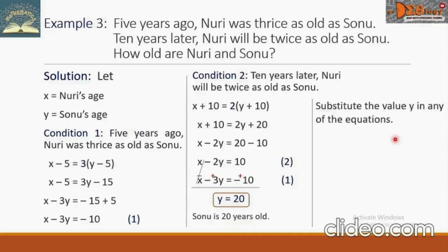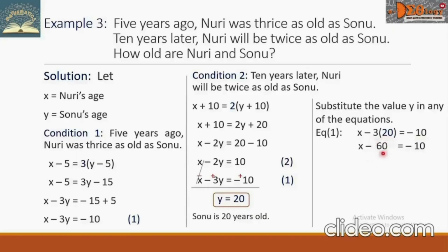Let us substitute the value of y in any of the equations. Let's say the first equation. The x minus 3y equals negative 10. So we substitute it here. X minus 3 times 20 equals negative 10. Negative 3 times 20 is negative 60.